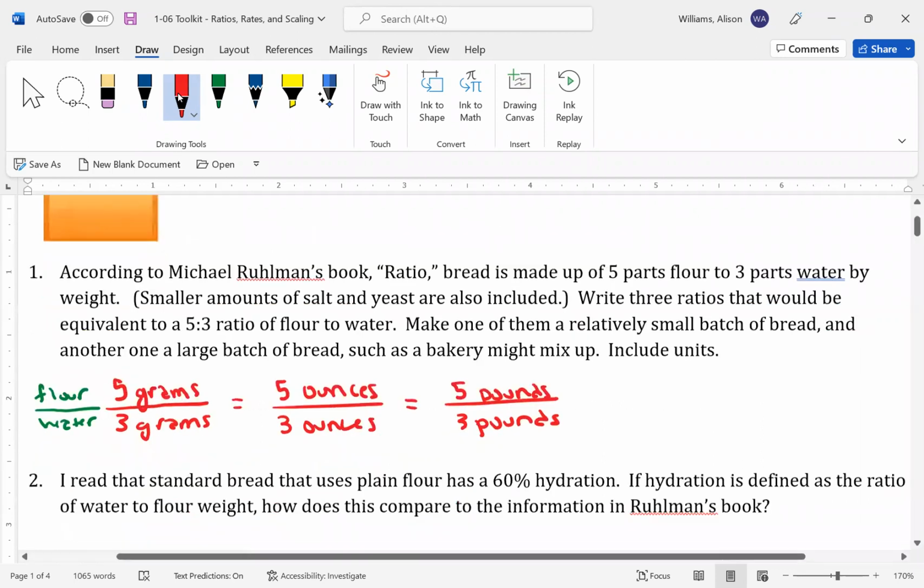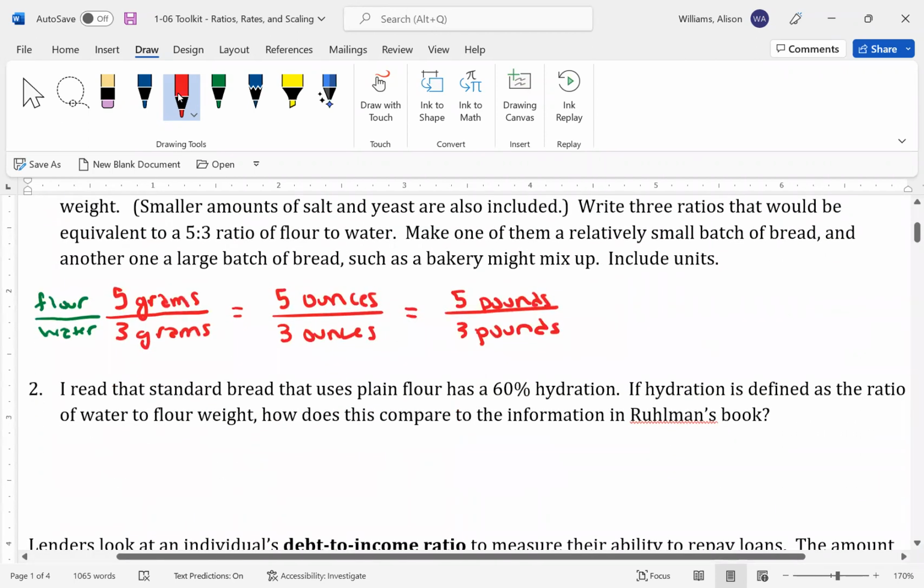Suppose we read somewhere that standard bread uses plain flour at 60% hydration. That means it's a ratio of water to flour weight. So 60% hydration, the bread is 60% hydrated. How does this compare to Ruhlman? Let's make sense of this.